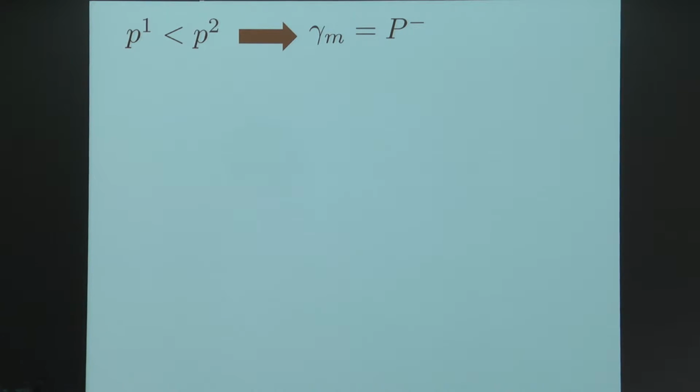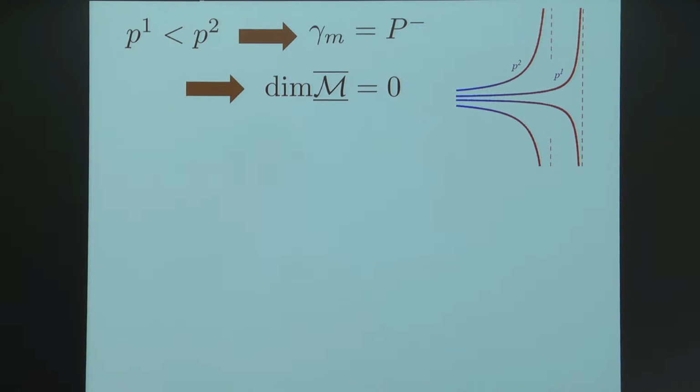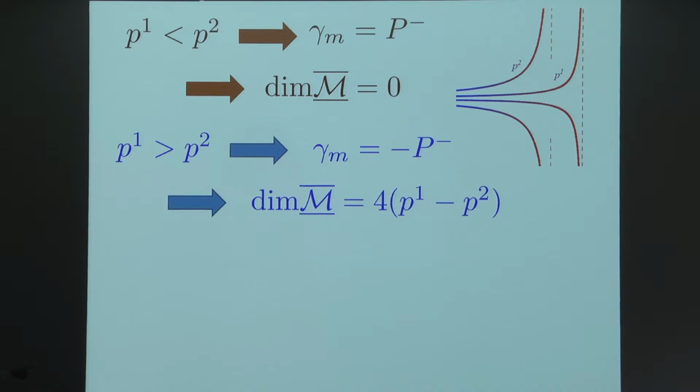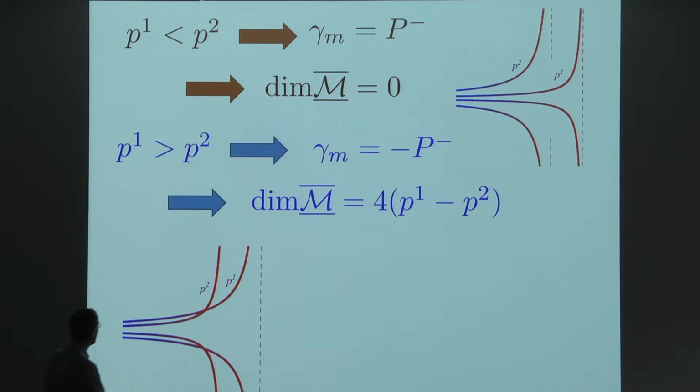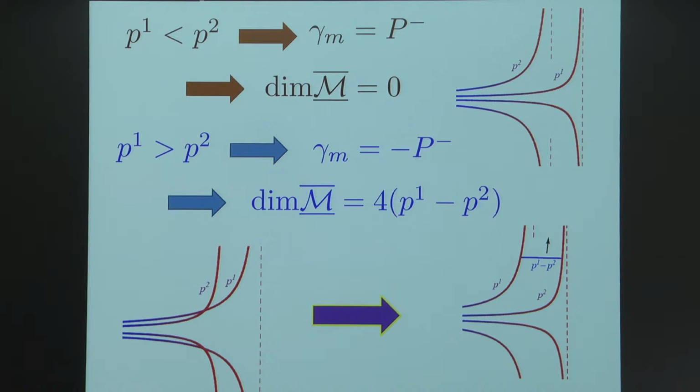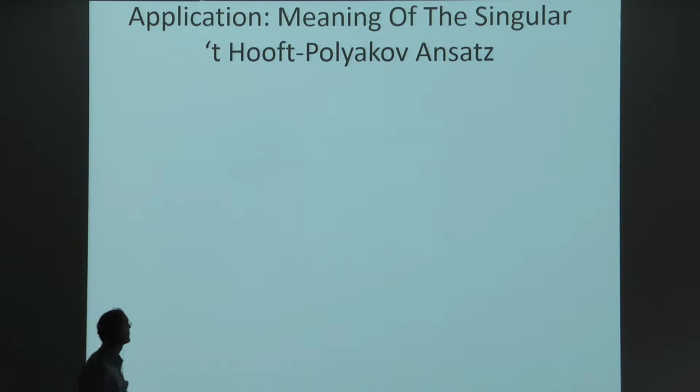Anyway, if P1 is less than P2, then gamma M is P minus, the dimension is 0, and the D-branes look like that. On the other hand, if P1 is bigger than P2, then gamma M is minus P minus, so our formula says that the dimension is 4 times (P1 minus P2). And indeed, in this case, you see the bion spikes intersect each other, and so our interpretation is that the branes rearrange themselves, and we get this finite number of finite length smooth monopoles. So we think of P1 minus P2 smooth monopoles moving in the background of one singular monopole.